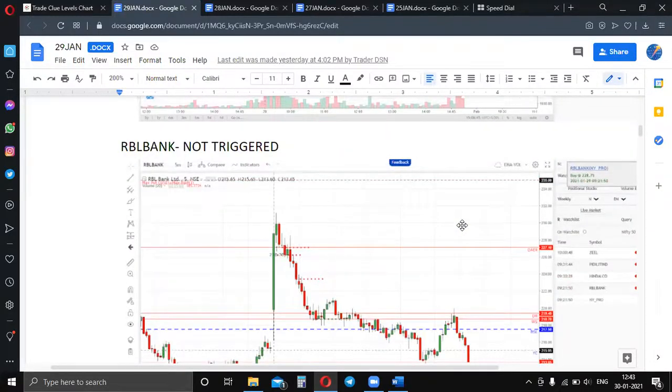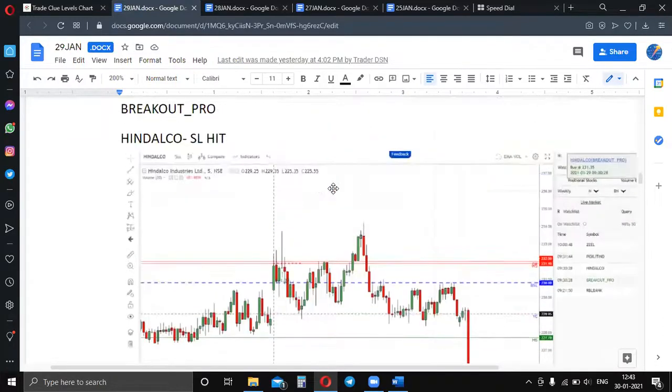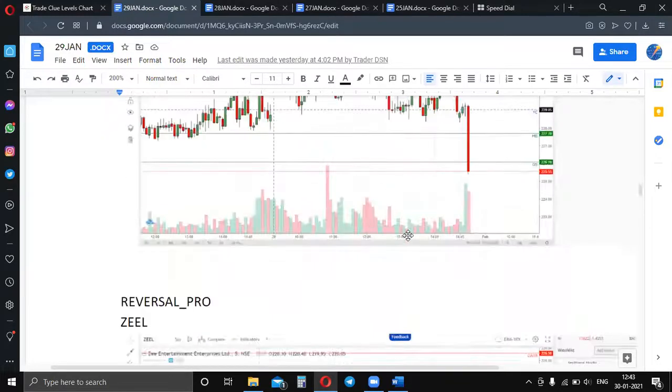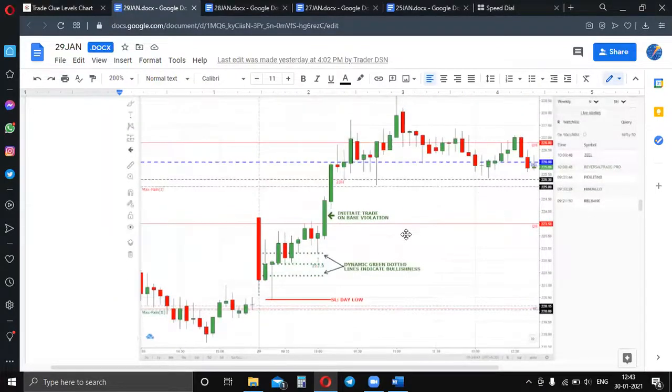Again, the same thing happened with RBL Bank. It was a huge gap up, second candle follow-up buying. Retracement happened, but then it started tumbling down rather than going further up. So ignore such candles. Hindalco started moving up but didn't sustain and tumbled. So that was another failure setup.